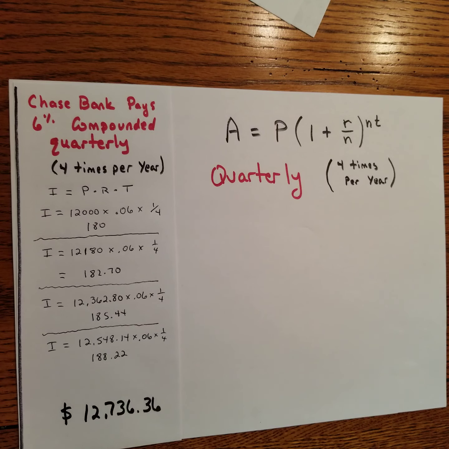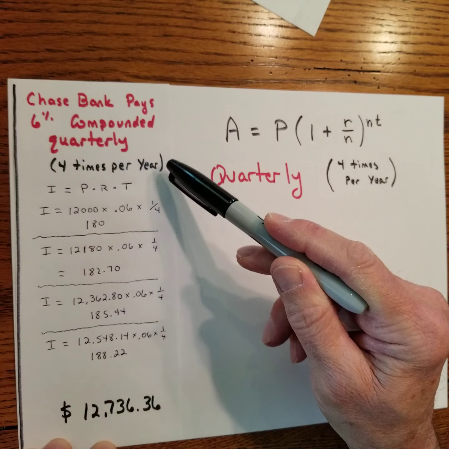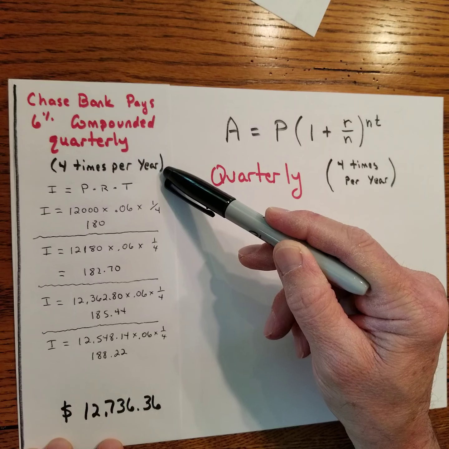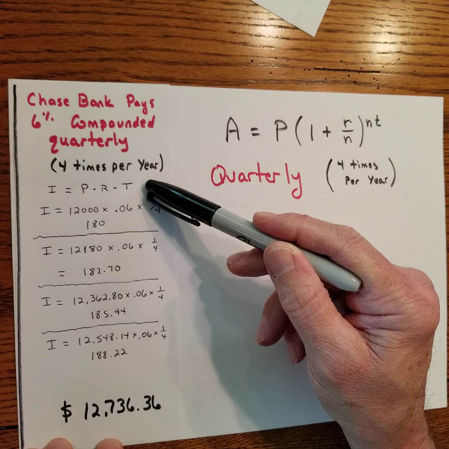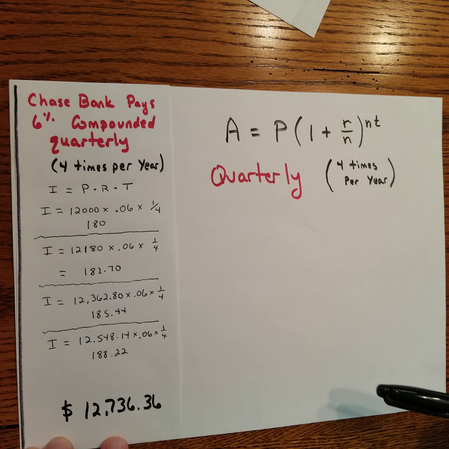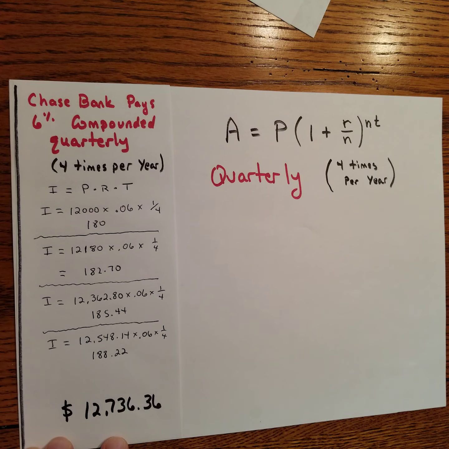Let's try another example. When we went to Chase Bank, the interest was compounded quarterly. That's 4 times per year. That was a lot of work. We had to use the simple interest formula 1, 2, 3, 4 times to get the final answer. Here's a formula that will allow us to get that final answer using just this one formula one time.